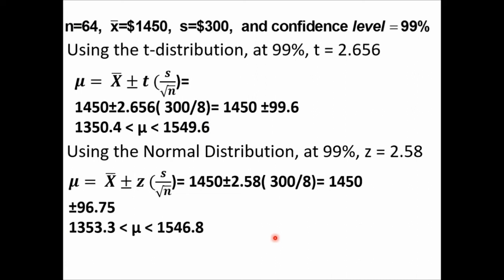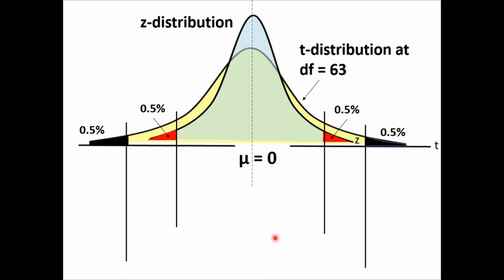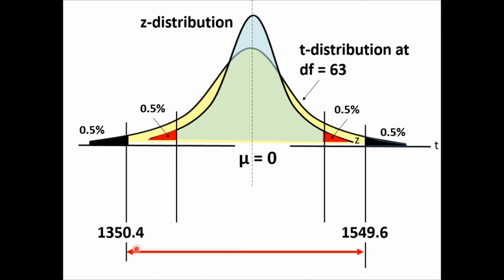using the t distribution than when we use the normal distribution. This is a direct result of the characteristic of the t distribution that we mentioned earlier, that the t distribution is wider than the normal or the standard normal distribution. So what does that mean? It means if we have the t distribution, which is the wide one here, and the z distribution, the estimation for the t distribution was 1350.4 to 1549.6, while the estimation using the standard normal distribution came out to be 1353 to 1546.